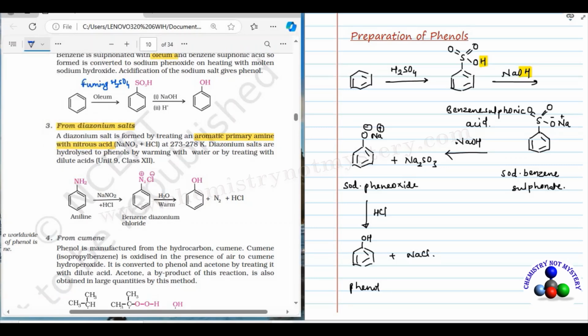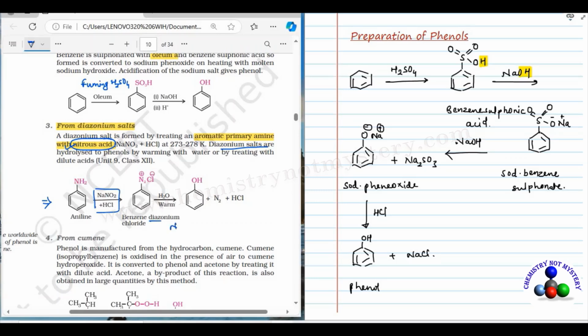Now let's try to understand this reaction. This nitrogen is bonded to one carbon. This is a primary aromatic amine. The other name of this is aniline. When it is treated with NaNO2 and HCl, the combination of NaNO2 and HCl forms nitrous acid. So that's how nitrous acid is produced. When it reacts with aniline, it forms benzene diazonium salt.